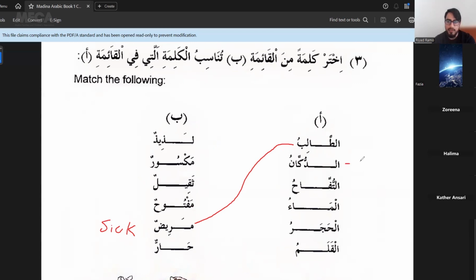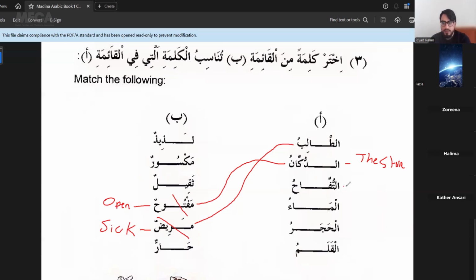Okay, Fazia number 2. Al-dukanu. What did we say it was? Wait, what page is that? 23. I forgot already. Store. The store, right? The store. Very good, Kauthar. So which one of these should it be? The store should be open or closed. Maridun is sick, I know that is a Spanish word. The store is what? Maftuhun. Very good. And what is maftuhun? Open. Good. Ad-dukanu maftuhun. The store is open. Very good.